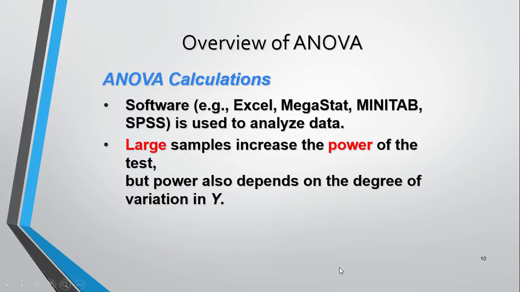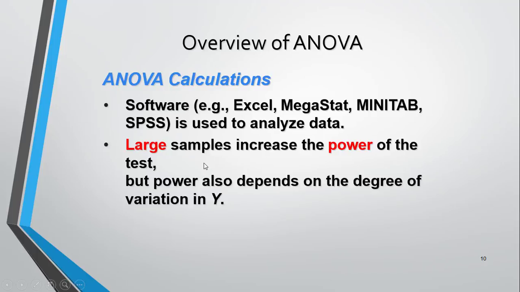So, calculations. You can calculate ANOVA using software like Excel. I want you to go to your Excel, go to analysis tools, right? And you go to ANOVA and try to play with that. Okay, you can use ANOVA Megastat. There's another software to do that. Minitab can do that. SPSS, they're all similar in doing that.